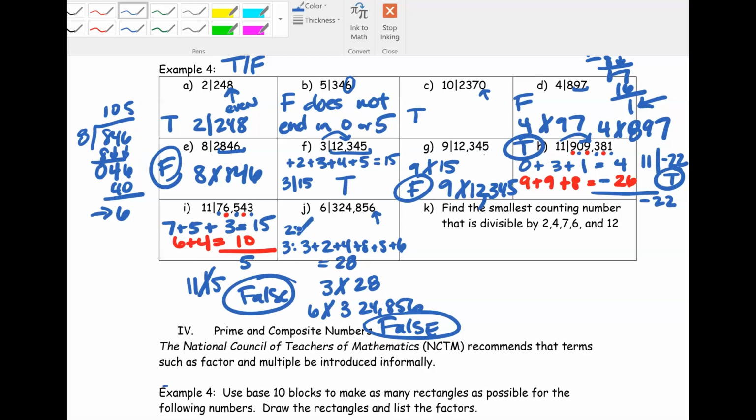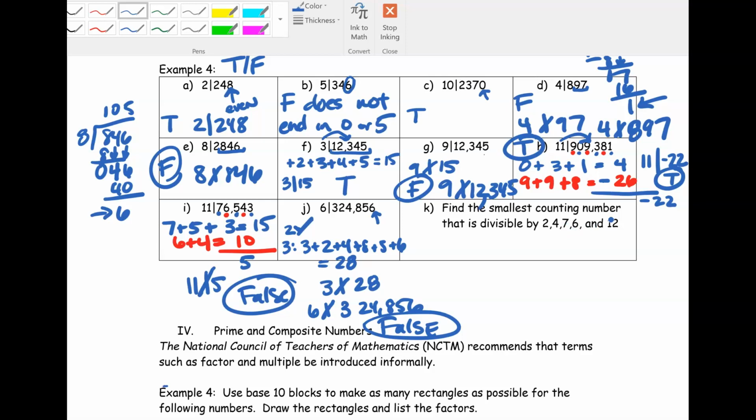And if you're ever not sure, just use your calculator. So divide 324,856 by 6 using your calculator to see if you're right or not. So you've got tools to help you with these. And then last but not least, this one is a challenge problem. Find the smallest counting number that is divisible by 2, 4, 7, 6, and 12. Another way of thinking of this problem is what's a number that 2, 4, 7, 6, and 12 go into?